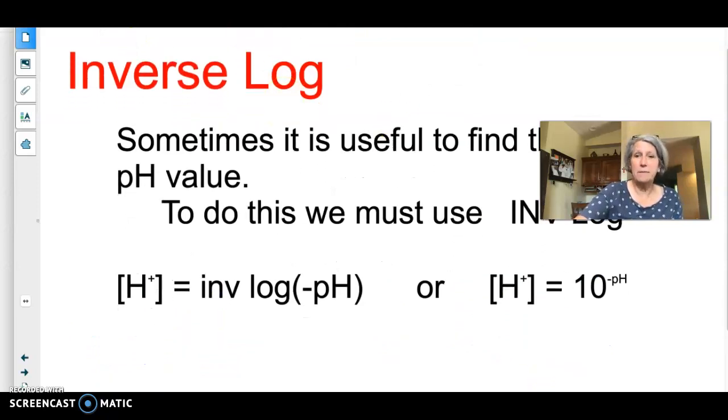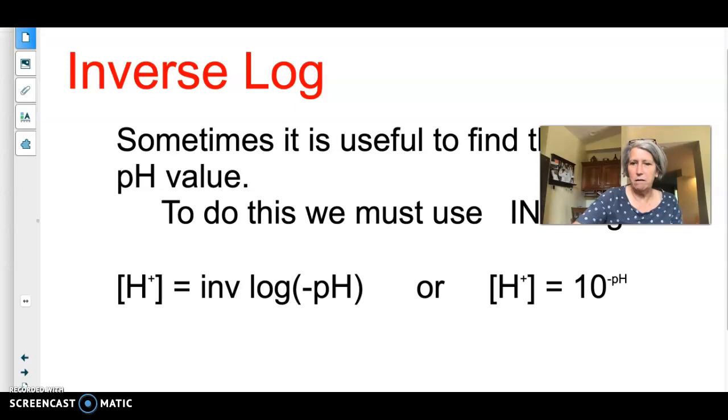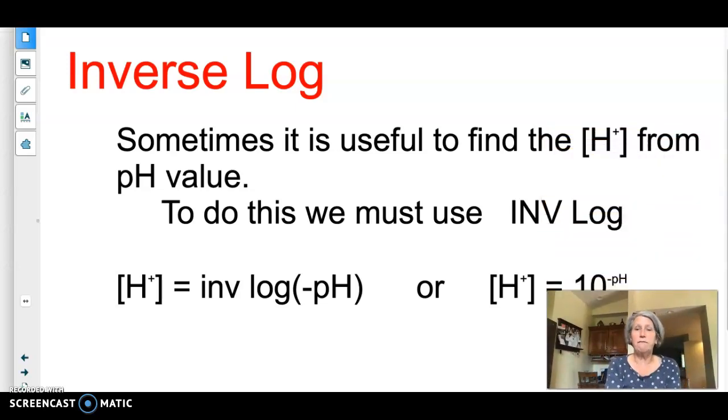Inverse log. Sometimes it's useful to find the hydrogen ion concentration from the pH value. And so to do this, we must use what we call the inverse log. If you look on your calculator, when you see your log button, the inverse is probably the second function to that. So when I'm looking at my calculator here, I see the log button, and then above that I see 10 to the x. That is the inverse.